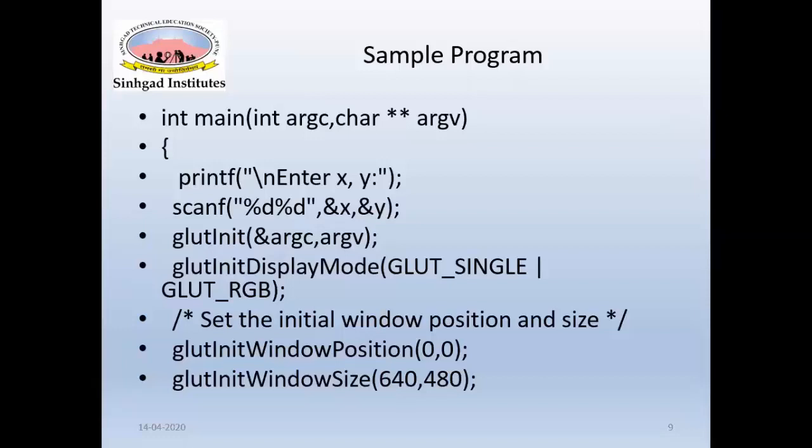Then next we are having glutInitWindowPosition and glutInitWindowSize, that is going to set the initial window position and size as 0, 0 and 640 by 480 respectively. The position is at 0, 0, and the size of the window is 640 comma 480. The maximum x is 640 and the maximum y is 480.